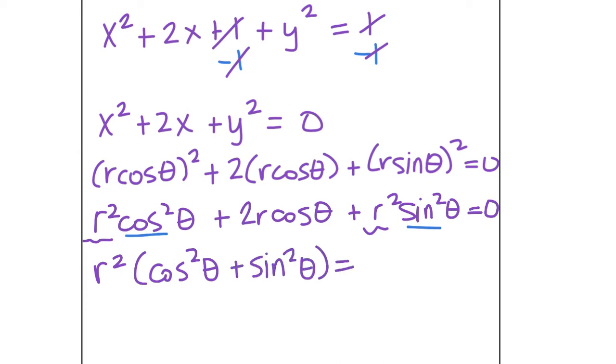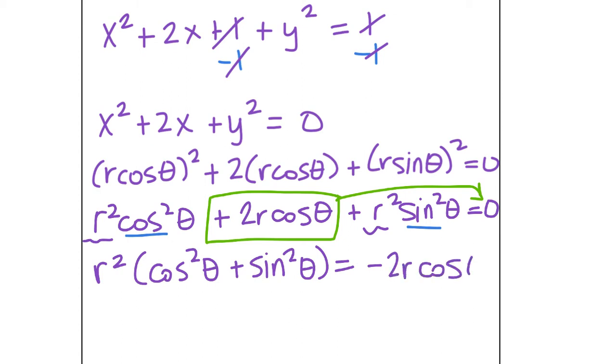Okay, but then I still need to do something with this term. So I'm going to move it over to the other side. Since it's positive right now, when you move it, it's going to turn negative. So negative 2r cosine theta. So just like before, this part that I'm highlighting, that just equals 1. So I don't really even need to write that. It would just be r squared equals negative 2r cosine theta.